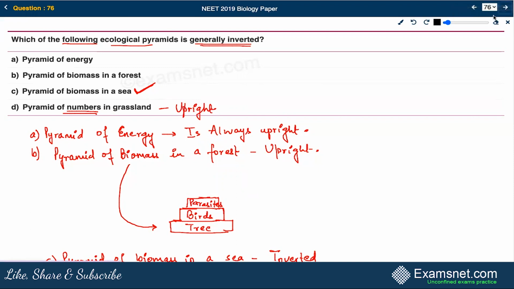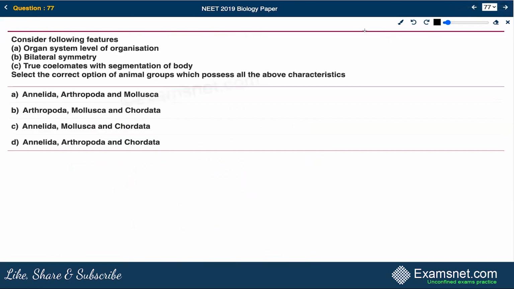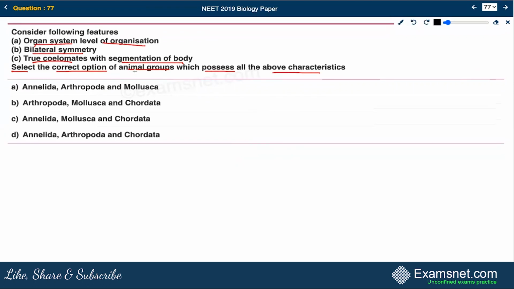Now, question number 77. It says that you have to consider the following features: organ system level of organization, bilateral symmetry, true coelomates with segmentation of the body. Now you have to select the correct option of the animal groups which possesses all the above characteristics. So let us look into the features now.